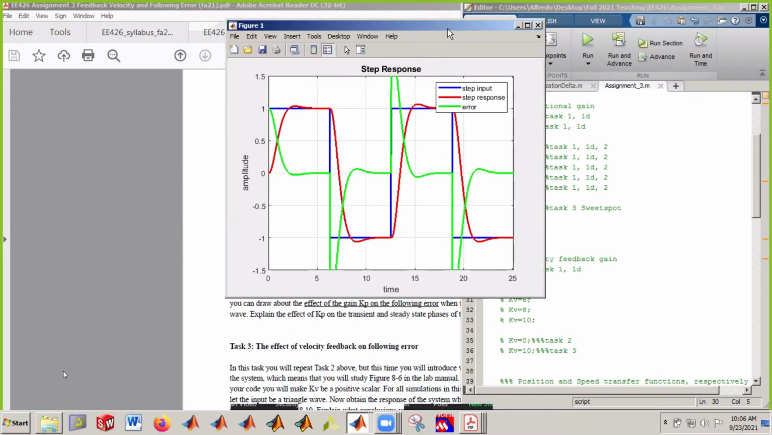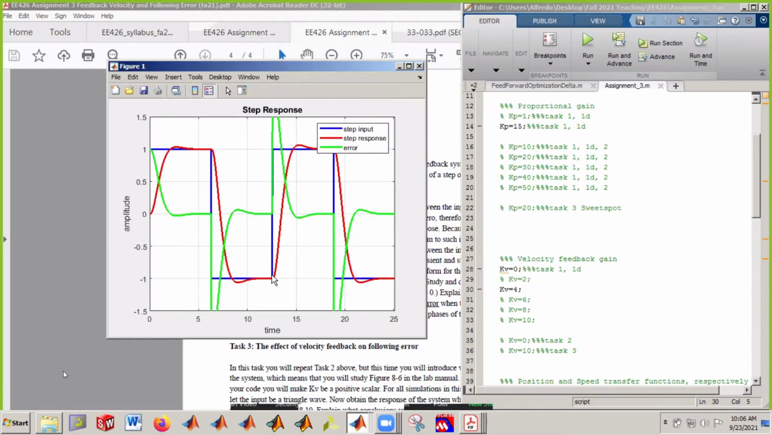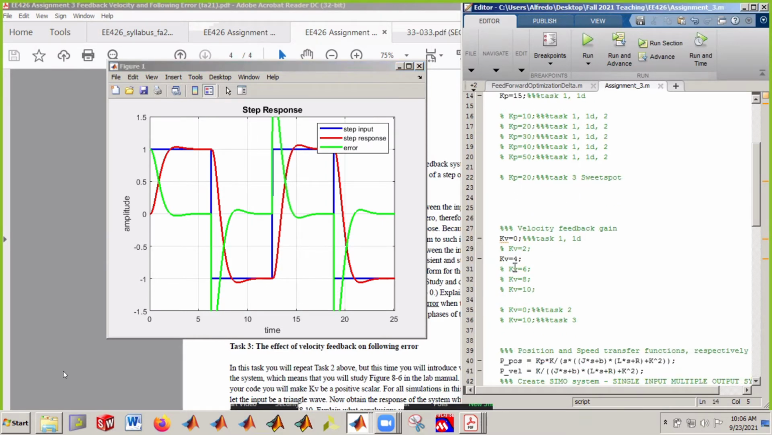Look at this beautiful thing. You see how this thing adjusts itself? You can actually see the apple getting closer and closer to the input, to the desired position, right? All of this without changing the Kp gain and only introducing more and more velocity feedback. So this is pretty cool.